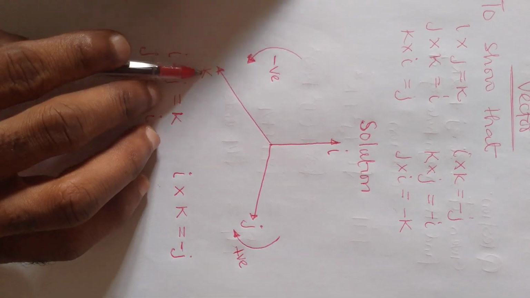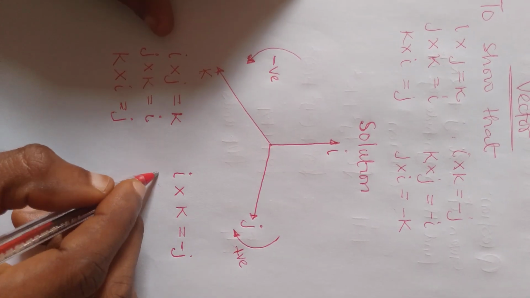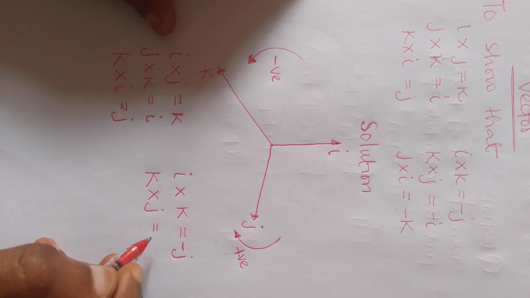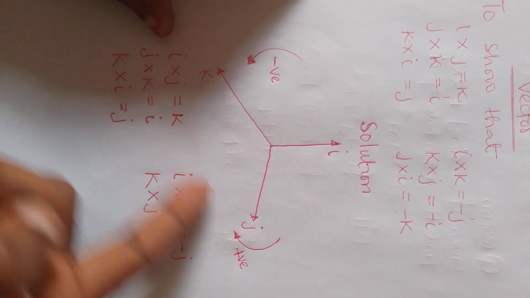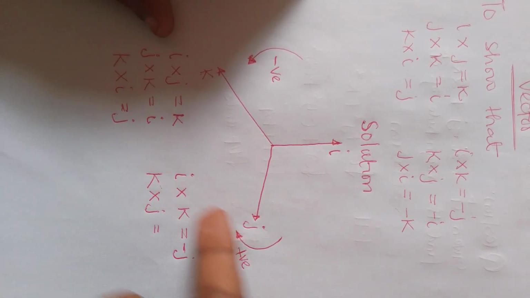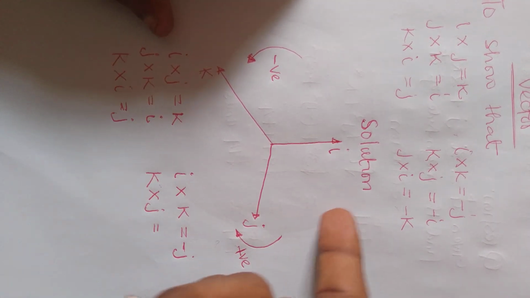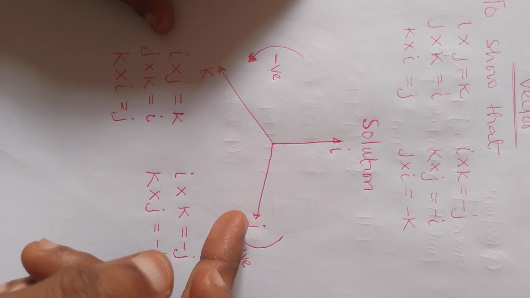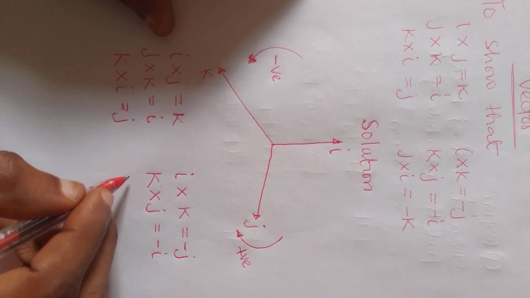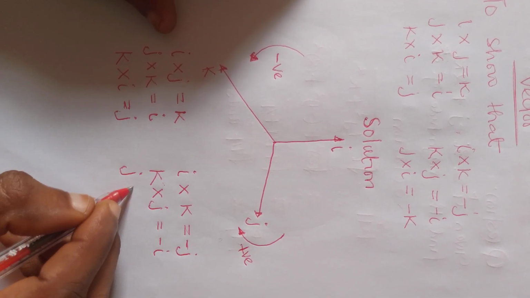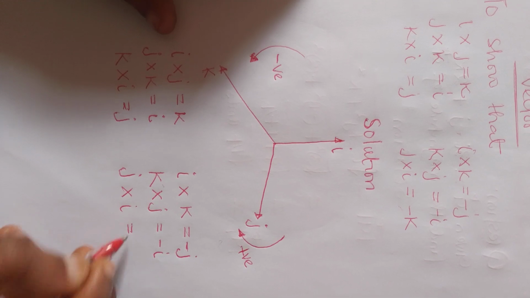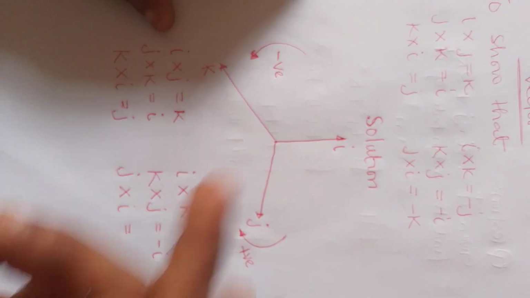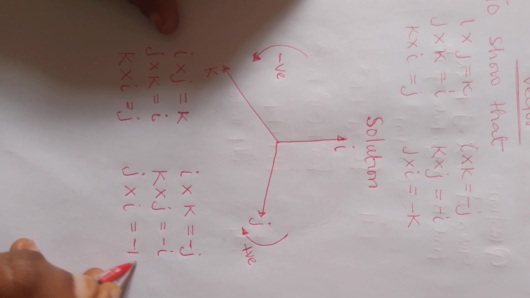The next one will be k cross product of j. In the negative direction, we are moving this way now, so that is going to give us minus i. And then we will be left with this one to move. So we have j cross product of i, and because we are moving in the anti-clockwise direction, it will be minus k.